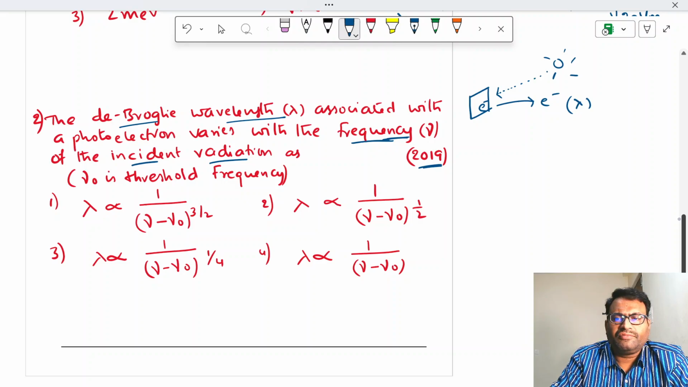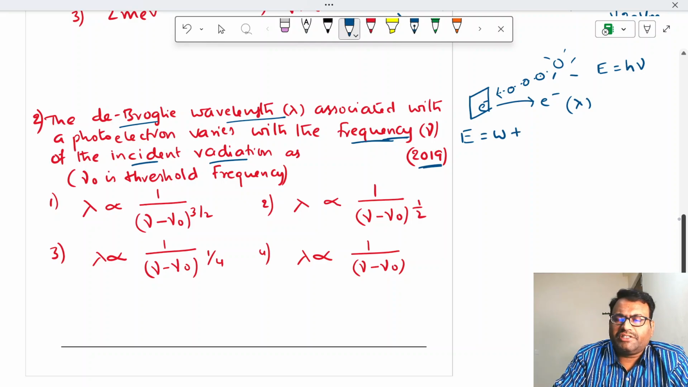What do we know? Here, the sun's rays release energy in the form of photons. Each photon has energy E equal to h nu. From the photoelectric effect, we have studied that E is equal to work function plus kinetic energy. So the kinetic energy, half mv square, is equal to E minus W.